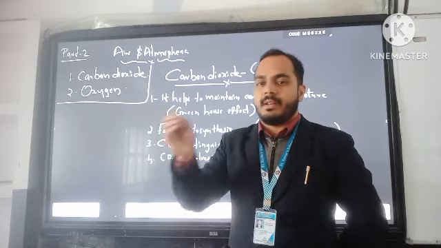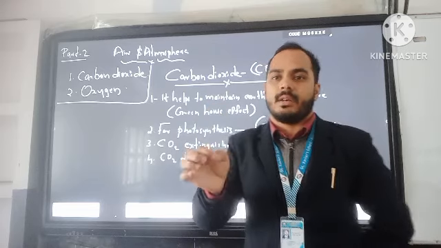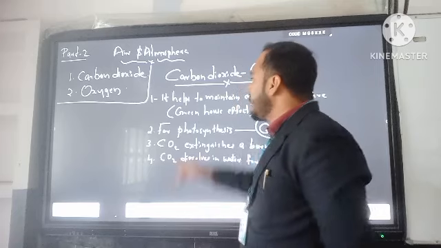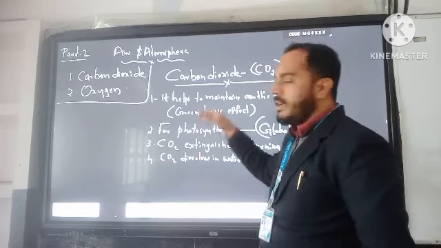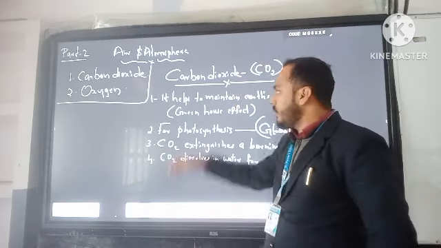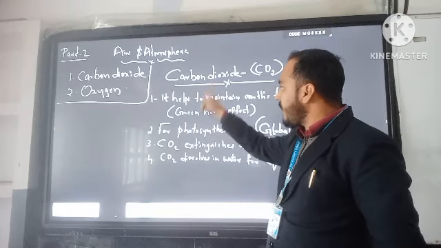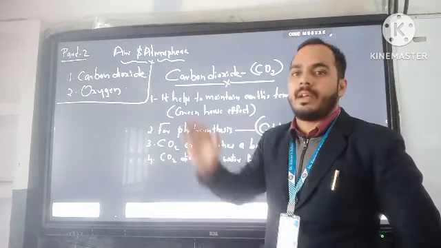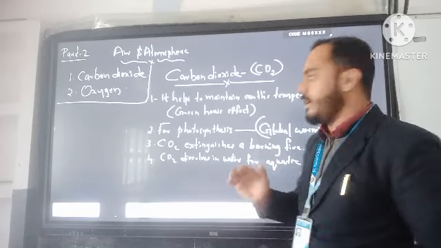So the carbon dioxide, a little bit dissolved in the water, will help the aquatic plants. These are the main functions and main uses of carbon dioxide. First one, carbon dioxide helps the greenhouse effect, simply maintaining the earth's temperature balance.